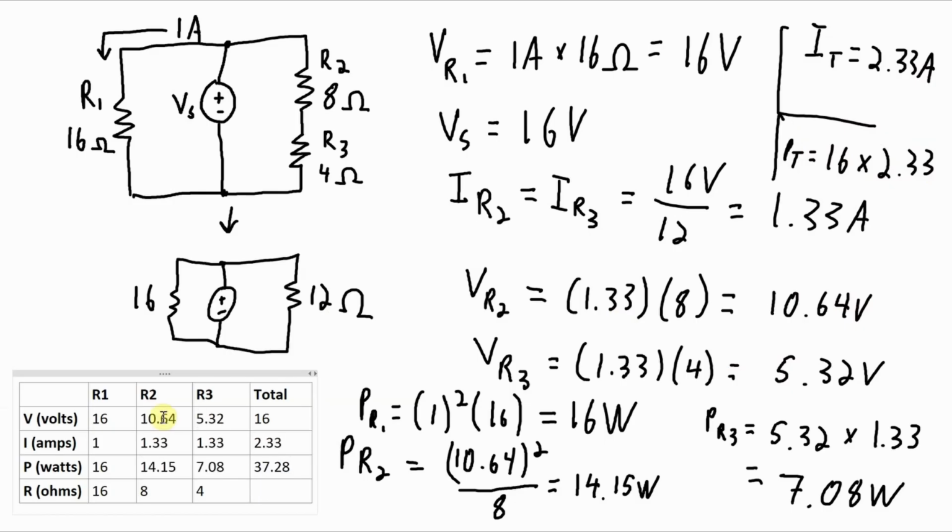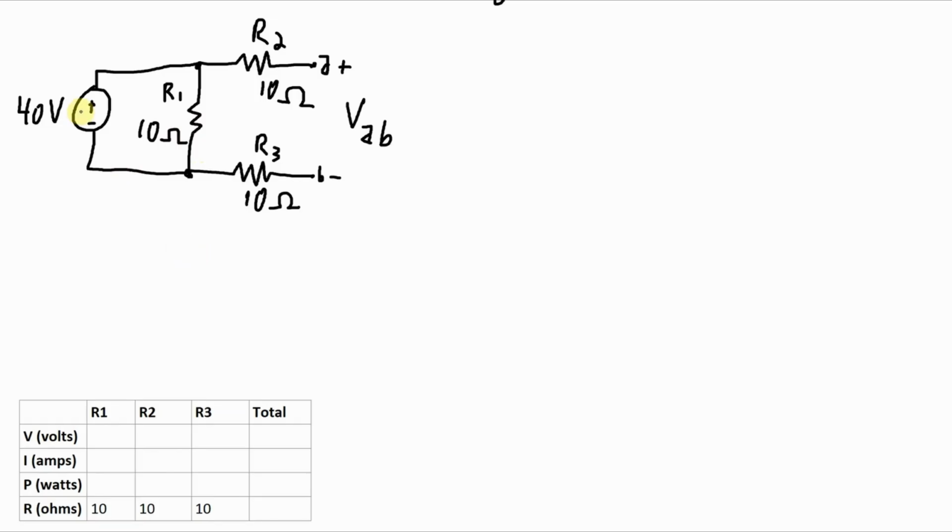One thing I didn't calculate, because I didn't actually need it for any of the calculations for the circuit so far, is the total resistance. The total resistance seen by the source will be the 16 ohms in parallel with 12. So that will be the inverse of 1 over 16 plus 1 over 12. And that's 6.86 ohms.